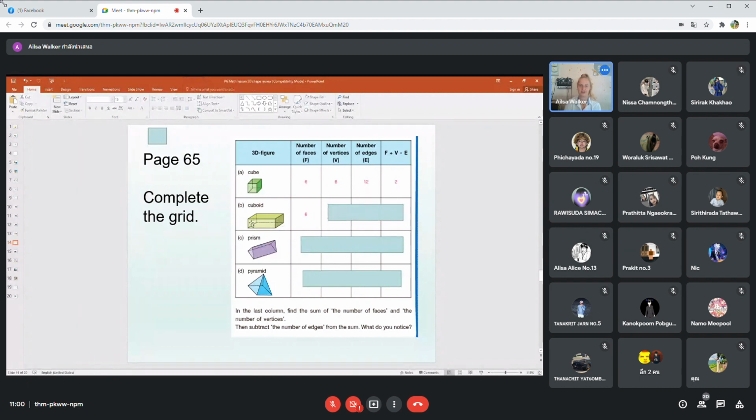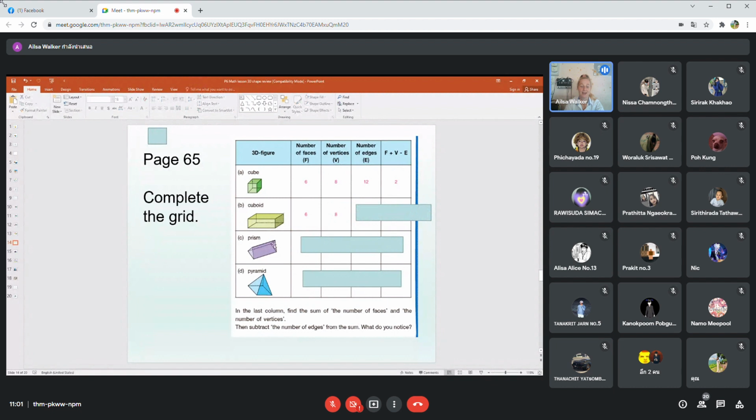How many vertices? How many corners? Can you see how many? 1, 2, 3, 4, 5, 6, 7, 8. You should have got 8 corners, 8 vertices.